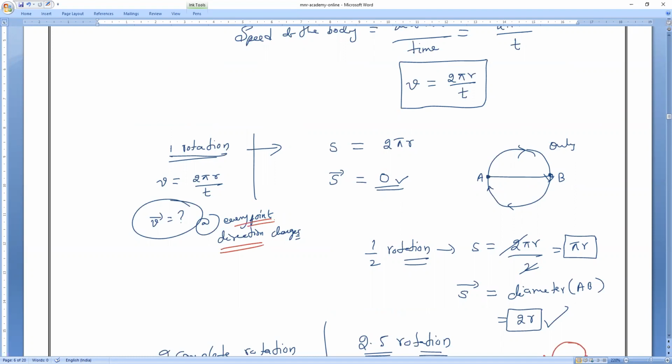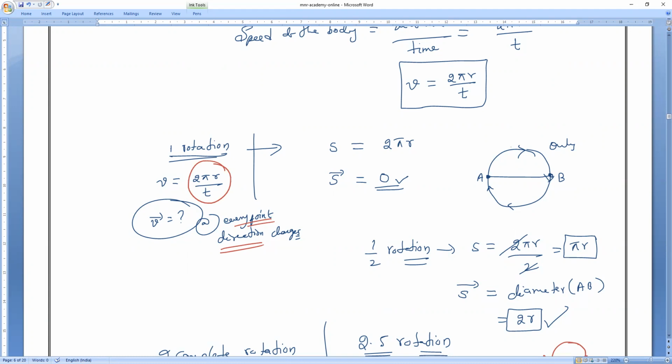Sir, velocity is a speed where the direction changes, so it can be accelerated motion. But in speed, how can we say, sir? In velocity, direction changes, we can say. Speed we can calculate, how? We know the distance and we know the time. So you can calculate the speed.